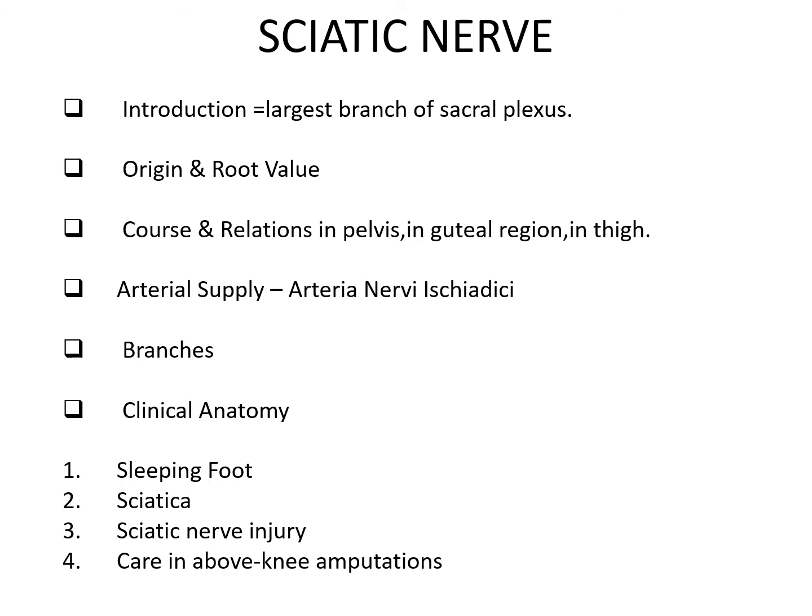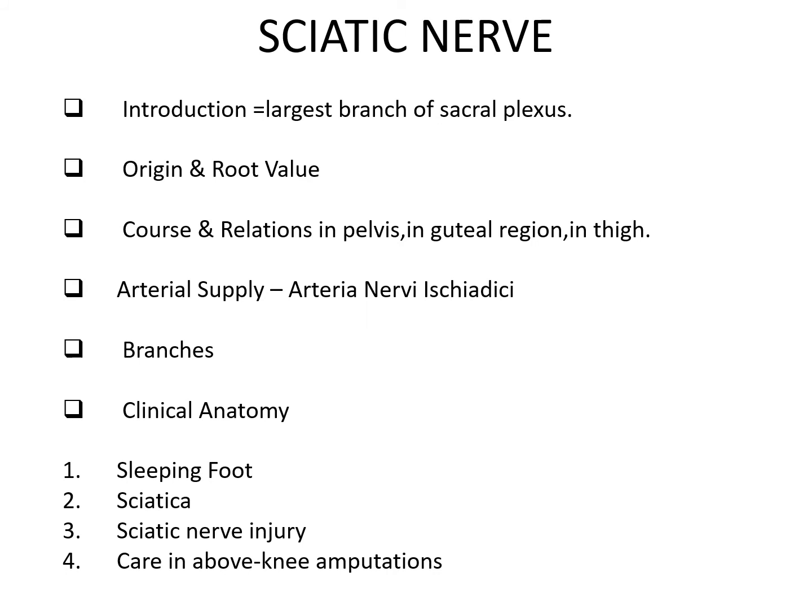So the content of the back of this thigh is a major nerve, given the name sciatic nerve. Sciatic nerve introduction: it is the largest branch of the sacral plexus. Origin and root value: it arises from the sacral plexus, S1, S2, S3, S4 and S5. Course: it arises from the pelvic region, passes through the gluteal region to the back of the thigh, with relations in the pelvic, gluteal and thigh regions.